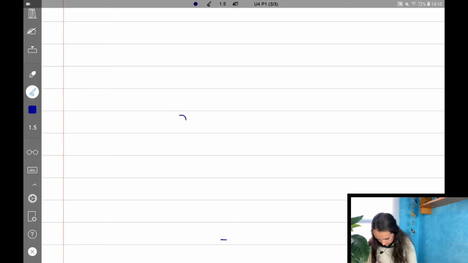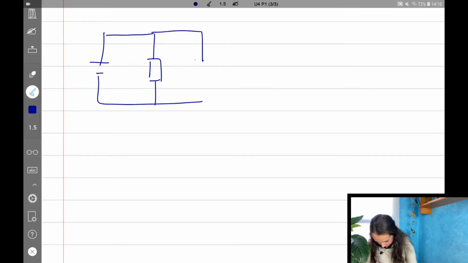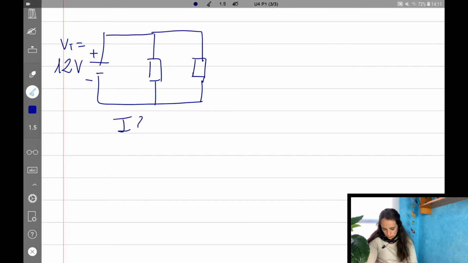So imagine that we have a circuit like this with two resistors, okay, in parallel and a cell. In this case, we know the total value of the voltage, which is 12 volts. And we don't know the intensity, and this is resistor 1 and the resistance in this resistor is 3 ohms, and this is resistor 2 and the resistance in this resistor is 6 ohms.